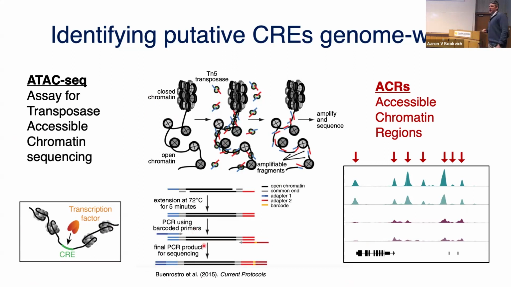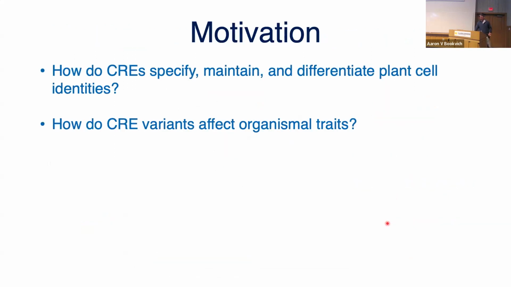So then if we sequence that library and align those reads to the genome, more specifically, if we look at the ends of those fragments or the starts of the reads and do a pileup of those genomic coordinates, we find things that look like this, which we're going to call accessible chromatin regions, right? So these are regions of the genome that show high levels of accessibility and putative regulatory activity.